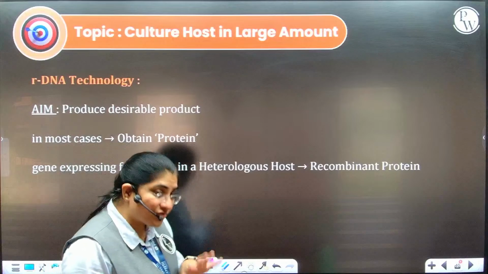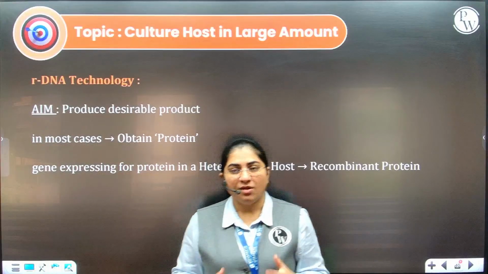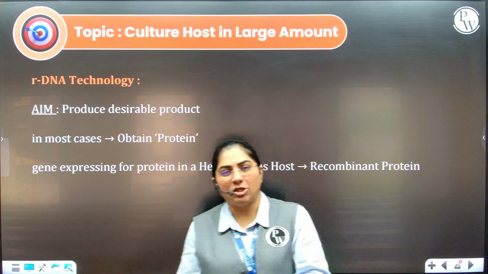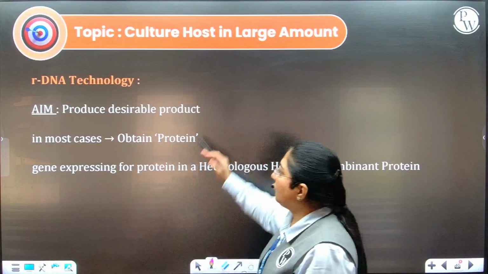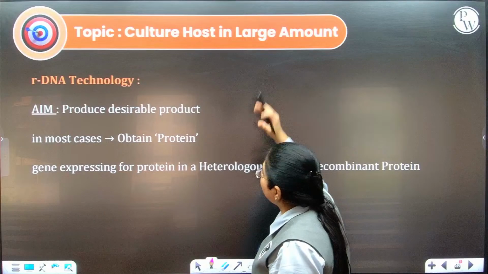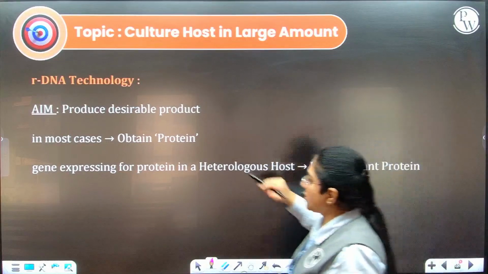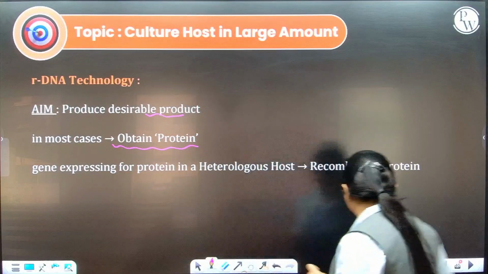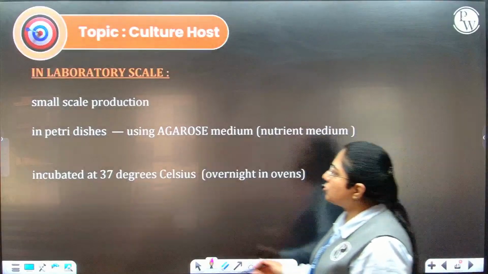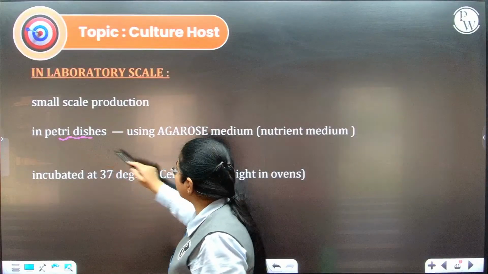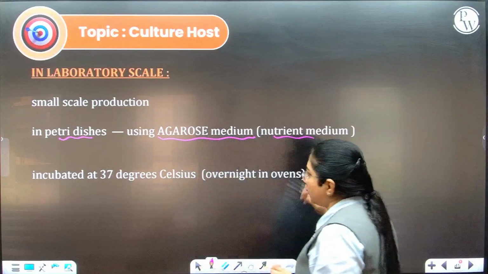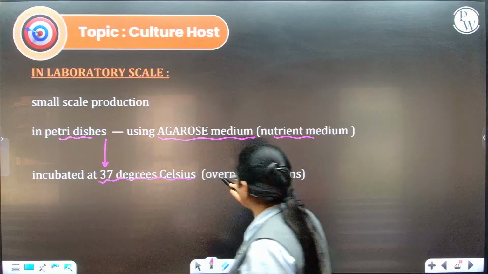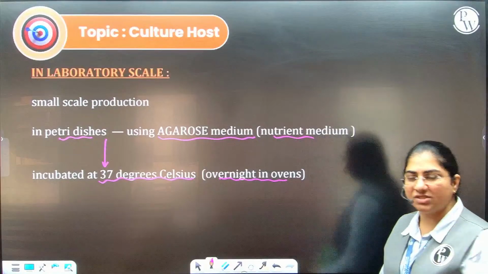Once we have transformed the host, we want the host to grow. We want to culture it. Now initially, when we are doing a trial and error method, we will do it on a small scale. When we are doing it on a small scale, we will be doing it in a laboratory, in petri dishes, mainly to obtain the proteins which are our desirable products. So, in small scale production, we are using petri dishes, using agar medium, that is the nutrient medium, and we are incubating it at 37 degrees Celsius, which is the normal temperature, for the bacteria to grow overnight in ovens, and we will have colonies.